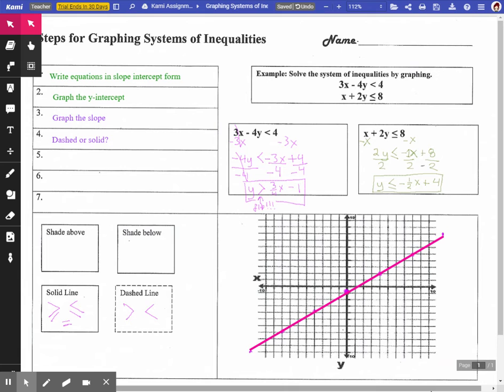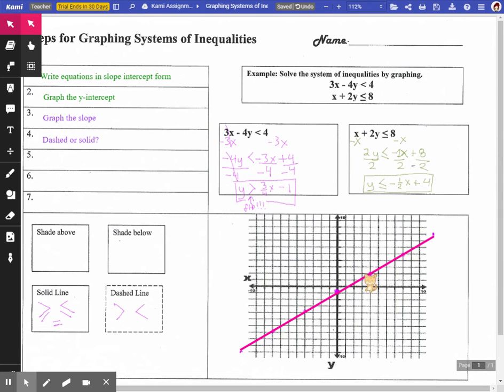And then I'm going to change it to a dashed line. I'm also going to add arrows because it's a line, so it goes on forever and ever. And I'm going to make it a little bit narrower so we can see what else is going on in our picture.